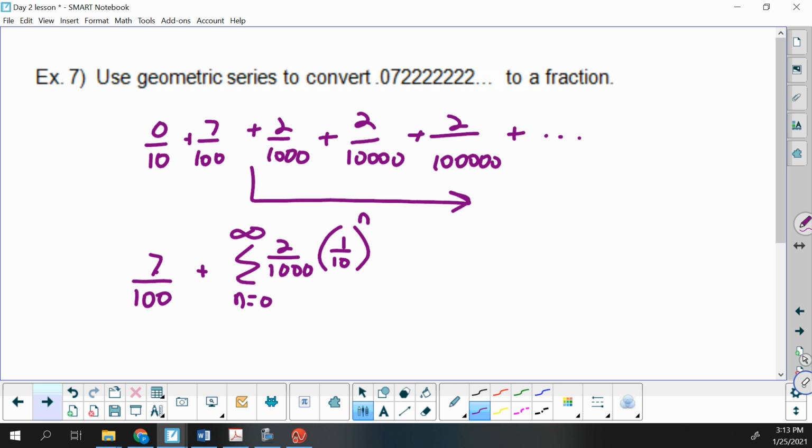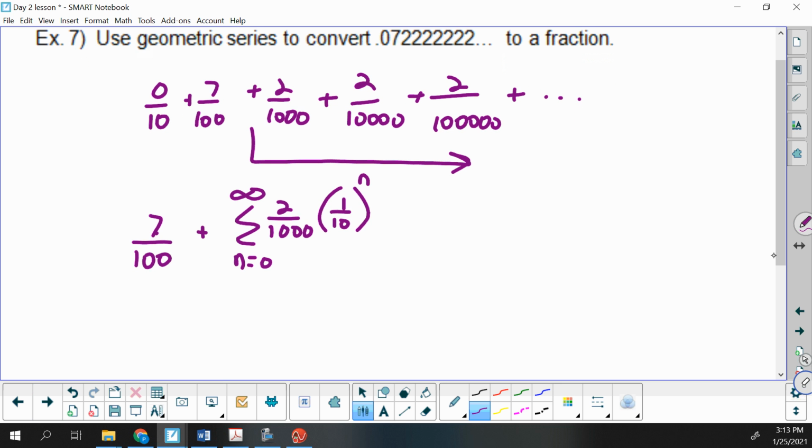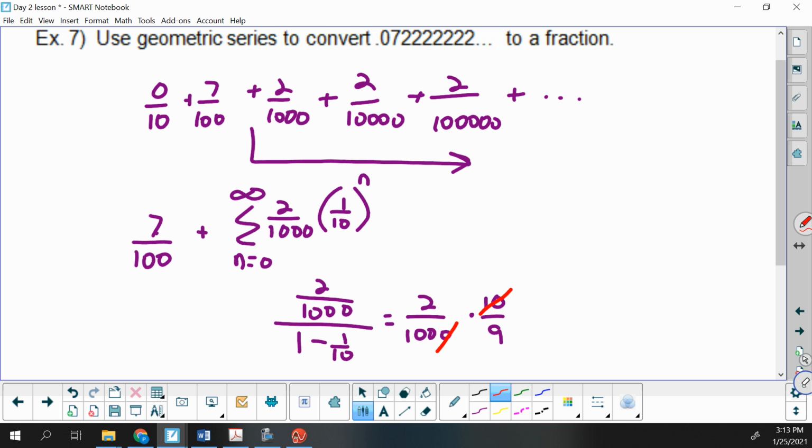Well, we know that summation converges because it's a geometric with absolute value of r less than 1. So we can figure out the sum of this part by doing our first term over 1 minus our r. So that's going to be 2 over 1,000. This will be 9/10 on the bottom, so I'm going to multiply by its reciprocal of 10/9. We can take one of the zeros out by dividing, and this is going to give us 2 over 900.